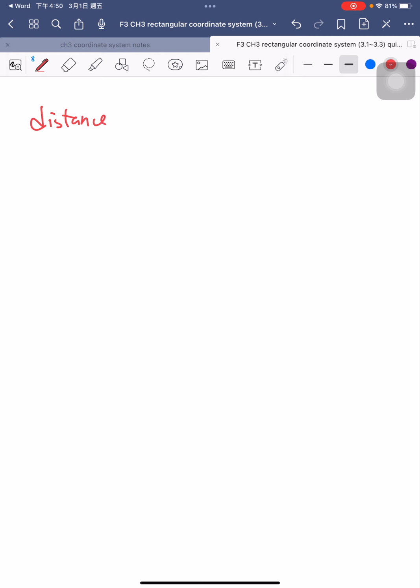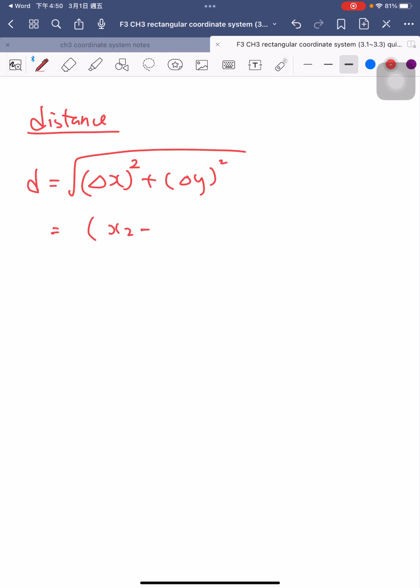The distance d is equal to the change of x squared plus the change of y squared, and then take the square root. The change of x means x2 minus x1. Some of you forgot to write the plus. We take the square, and then we add y2 minus y1 squared, and after that we take the square root. Okay, so that's the distance formula.